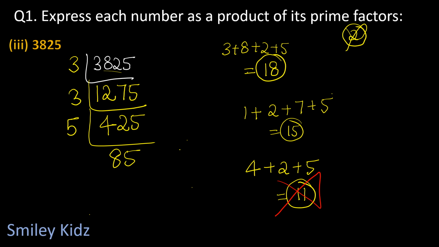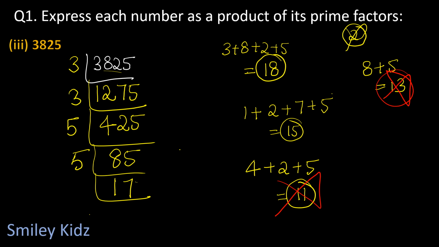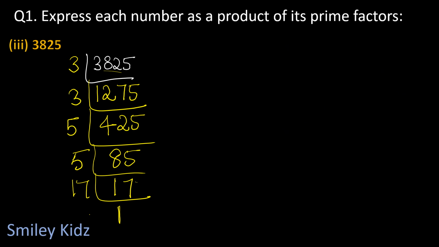Now is 85 divisible by 2? Not at all. Is it divisible by 3? What is 8 plus 5 equals? It equals 13. Is 13 divisible by 3? No. So the given number may not have the prime factor of 3, right? So 85 must be again divisible by 5. So 5 times 17. Again 17 times 1, because we know that 17 is a prime factor. How easy it was. So it is important to know the divisibility rules to solve the bigger numbers like this.